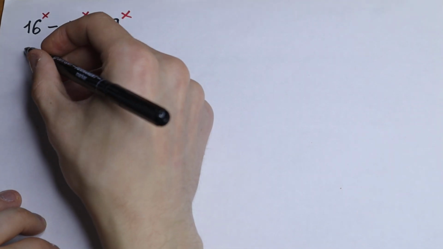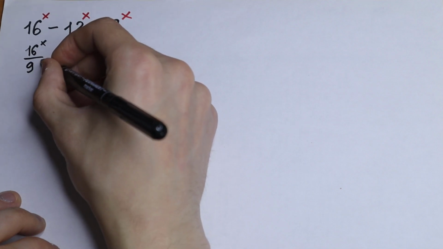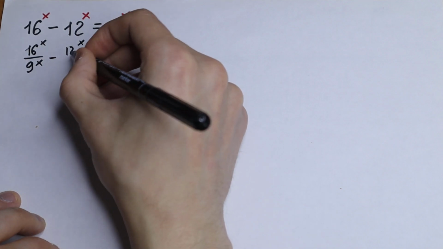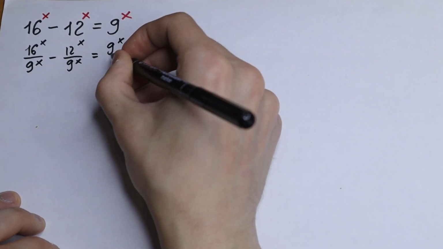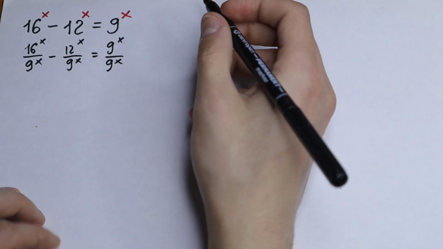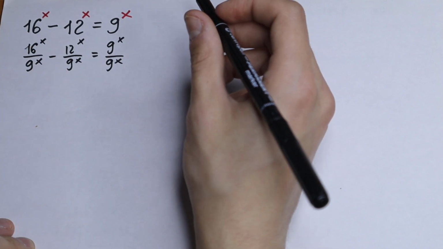So let's do this. We will have 16 to the power x over 9 to the power x minus 12 to the power x over 9 to the power x equal to 9 to the power x over 9 to the power x. Nothing hard, just dividing both sides by 9 to the power x. What are we going to do next?